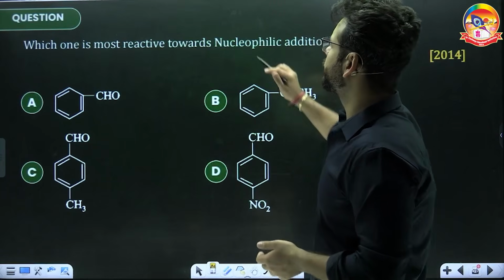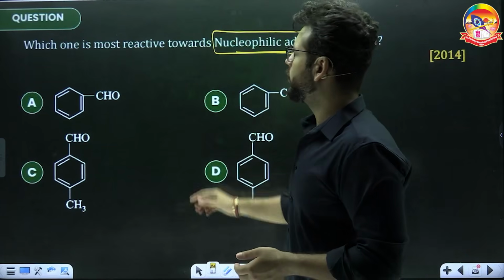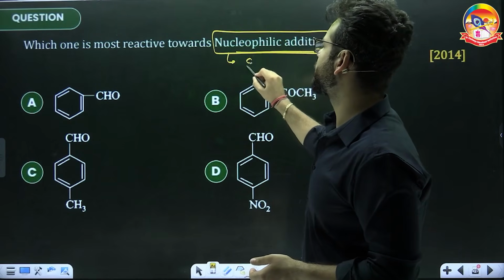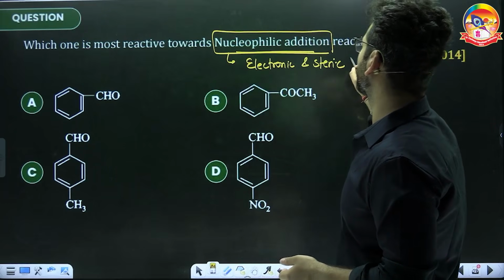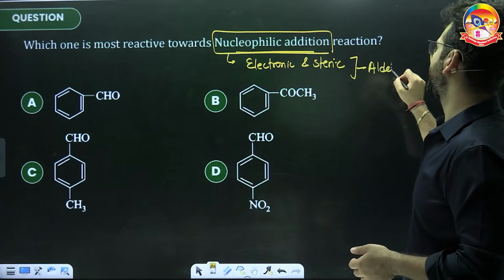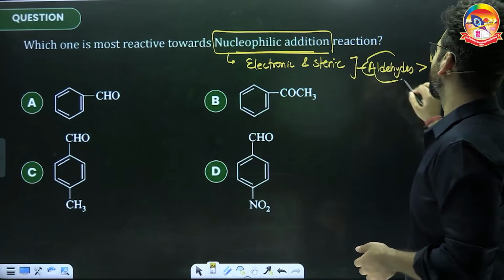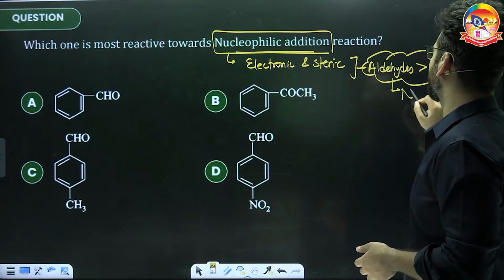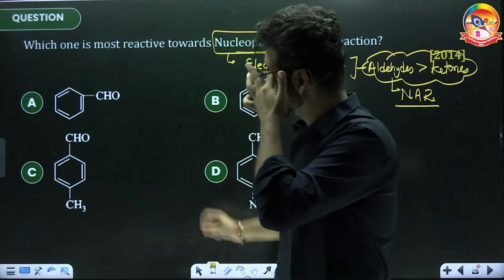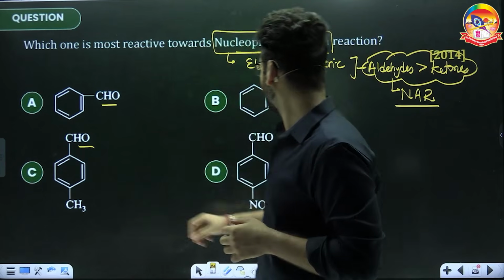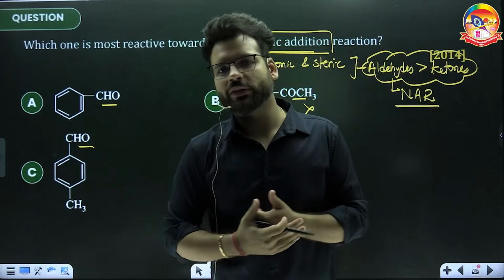Next one. Which is most reactive towards nucleophilic addition reaction? In nucleophilic addition, we always know that there are two factors, electronic factor and steric factor, which decide that aldehydes are more reactive than ketones. Aldehydes are more reactive than ketones in nucleophilic addition reactions. So this is a reactive aldehyde. This is a ketone, so I'll directly cut it. This is the aldehyde. So A, C and D, three options we are left with now.